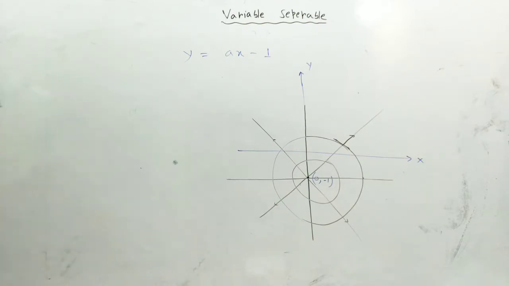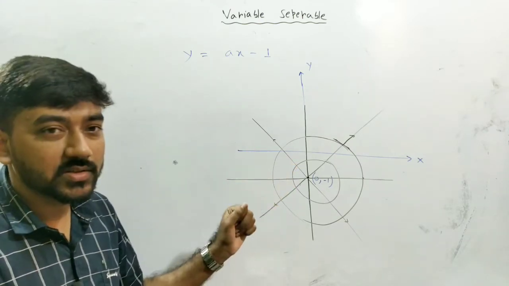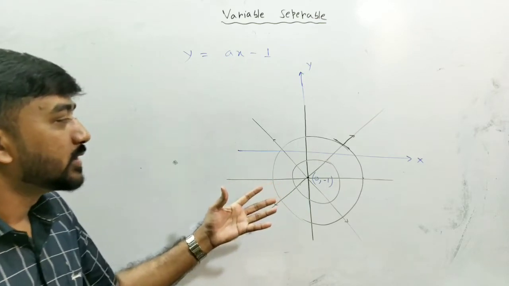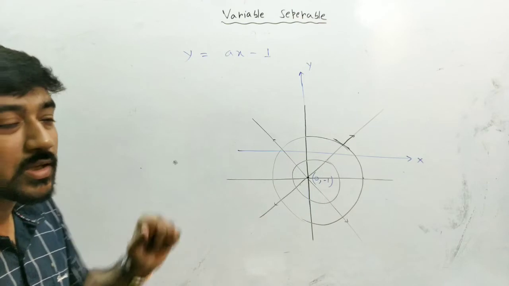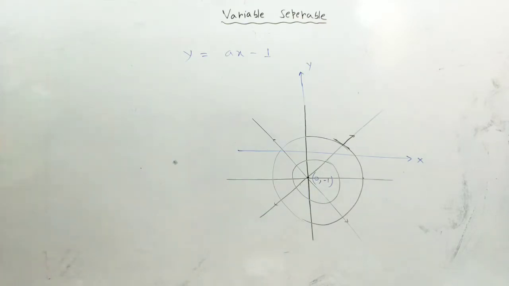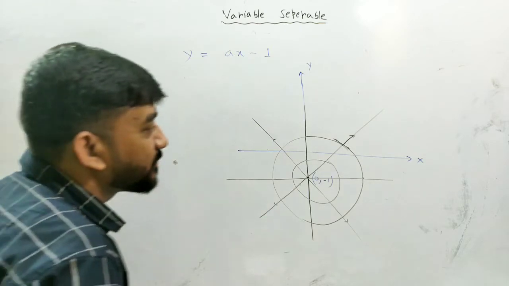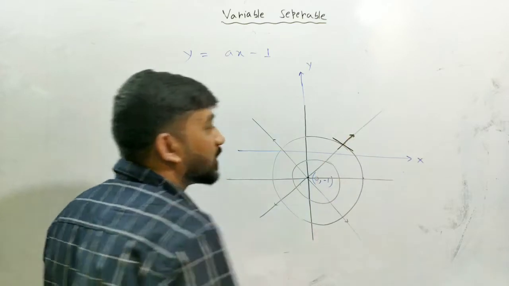Now how can you prove this? This is the physical situation you know from your concept of electrostatics, but how can you prove from this equation that the orthogonal trajectories are concentric circles? So what do you have to do first? Let me first find the slope of this line, because you can see the slope of this line and the slope of the trajectory are perpendicular to each other.